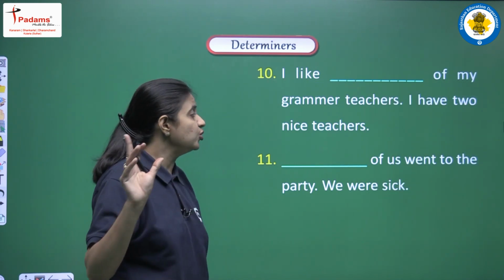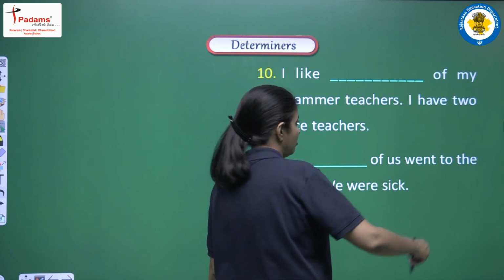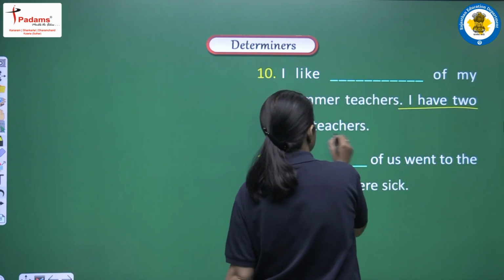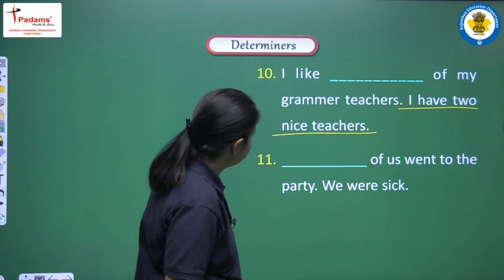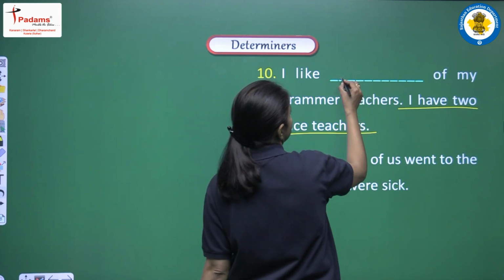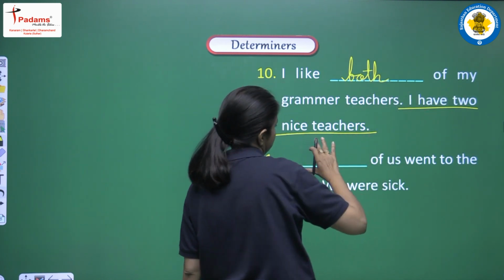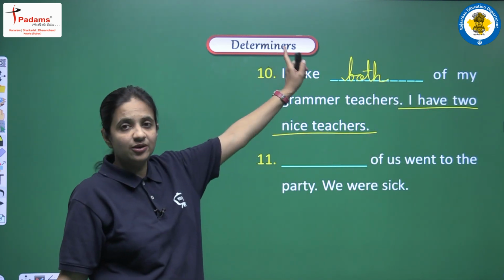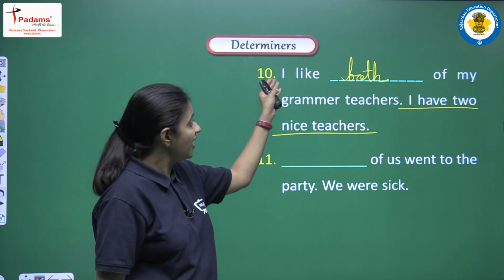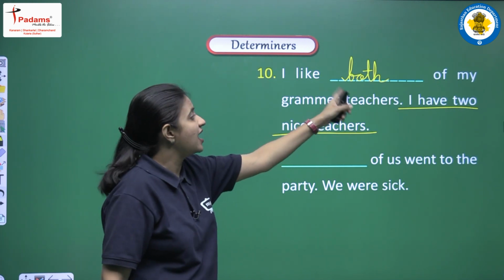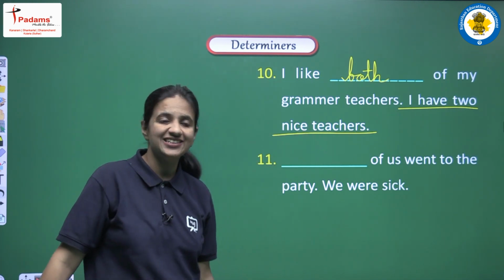I have two nice teachers. So here we are talking about two teachers, right? So I am writing this thing that I like both. We are talking about two teachers, and this is the reason we will write here both as an answer. I like both of my grammar teachers.